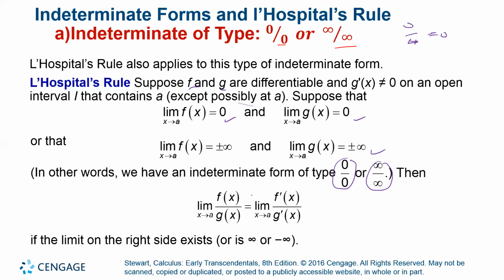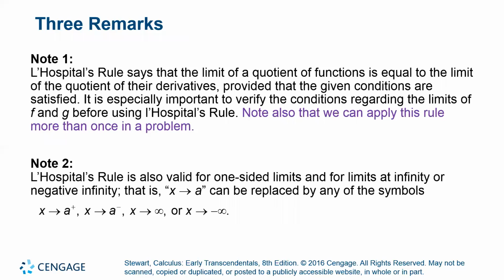So if you have this order, it says to differentiate the numerator and differentiate the denominator separately. You do not use the quotient rule. Just differentiate the top and differentiate the denominator, and then take the limits. All right, here are three notes I want you to pay attention to.